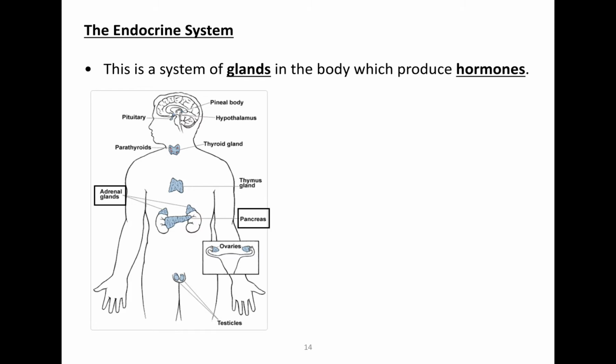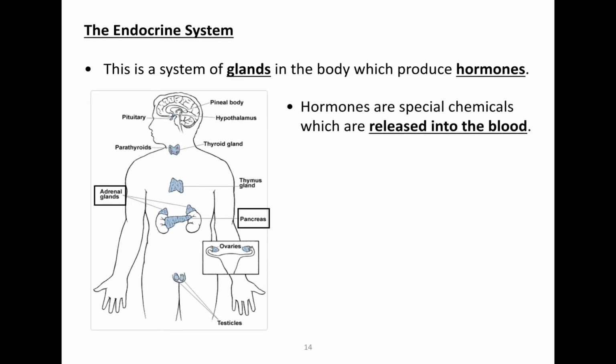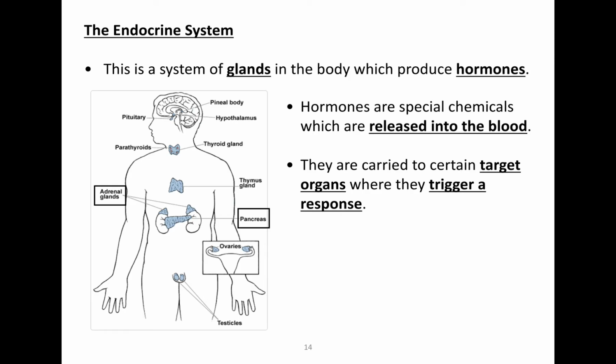So this is just a short video on the endocrine system, or the hormonal system in the body. This is a system of glands in the body which produce hormones to carry out responses. Hormones are chemicals which are released into the blood, and they will target certain organs to trigger a certain response. Now in the image here we have some examples of organs and glands in the endocrine system.